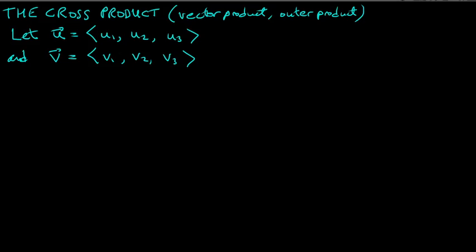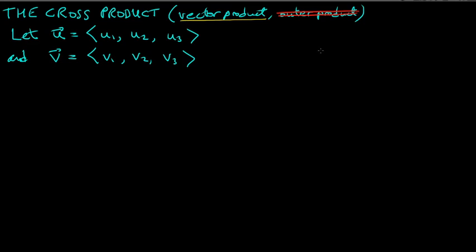Okay, so now we get to the cross product. The cross product of two vectors is a vector, so it's also called the vector product. More generally, you can think of it as an outer product or a wedge product, but that's going to be a little bit beyond what we want to do here. So we're just going to call it the cross product.